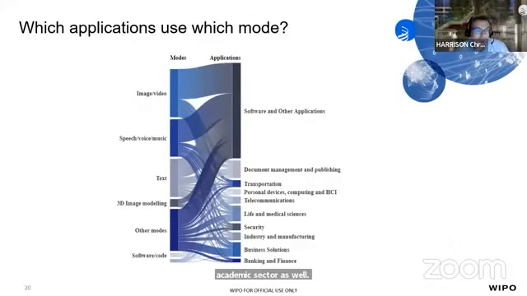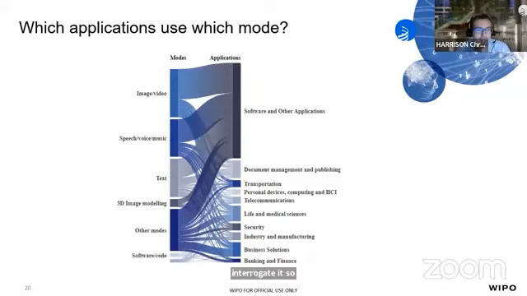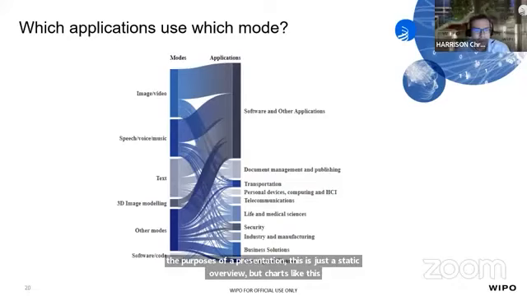We can then also have a quick look at how these different inputs affect the different applications, and who's using what in different areas? The report features many interactive visualizations that allow you to drill down into the data and uncover insights for yourself, in the way that you want to interrogate it. For the purposes of a presentation, this is just a static overview, but charts like this in our digital first report on the WIPO website are all fully interactive.